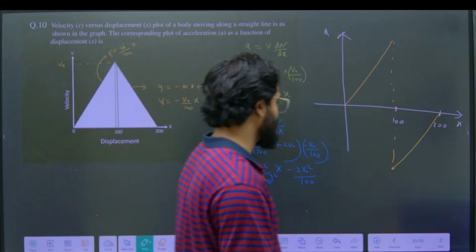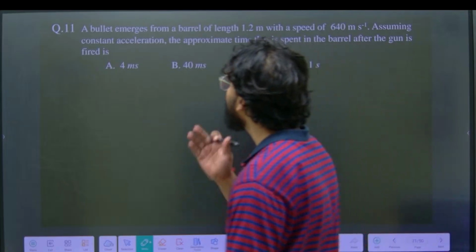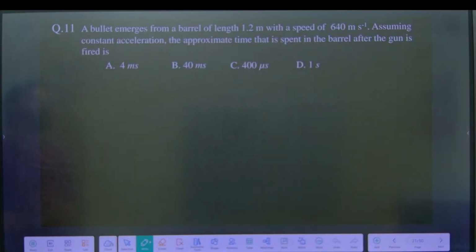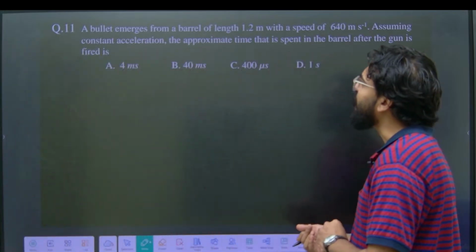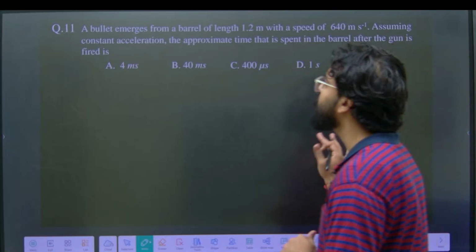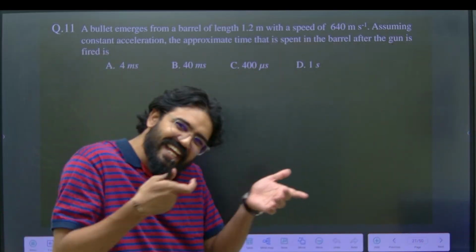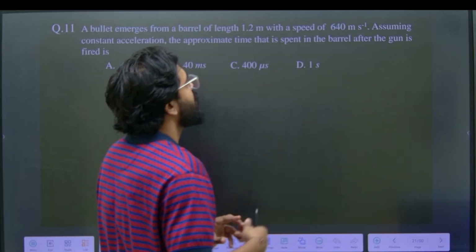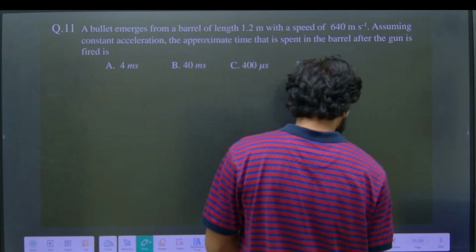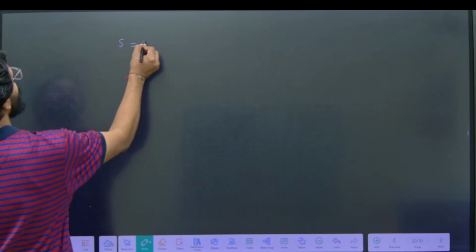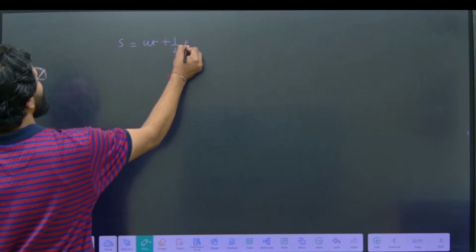Done, Sarji? Okay. Question number 11. A bullet emerges from a barrel of length 1.2 meter with a speed of 640. Assume the initial velocity of the bullet will be 0, right? So 0 velocity and final is 640, okay? Assuming constant acceleration, the approximate time that it will spend in the barrel after the gun is fired is asked. So S equals ut plus half at square, correct?